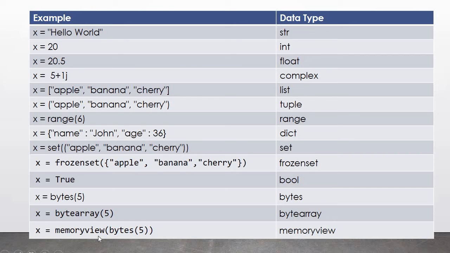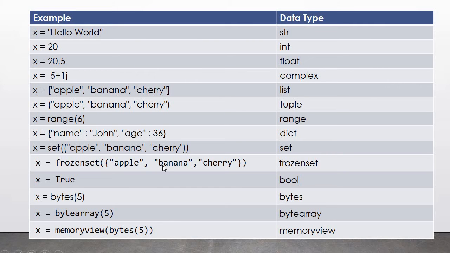Next is memory view. The memory view data type is used to return the memory view of a particular object.